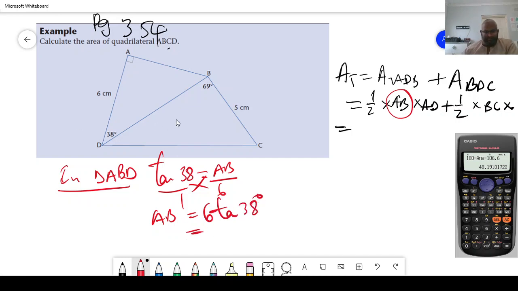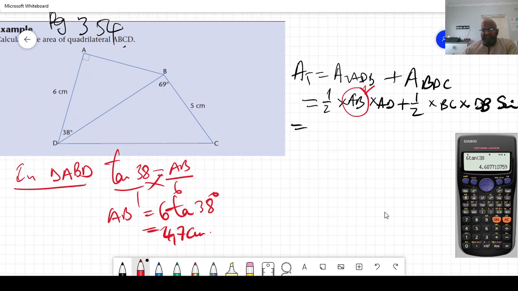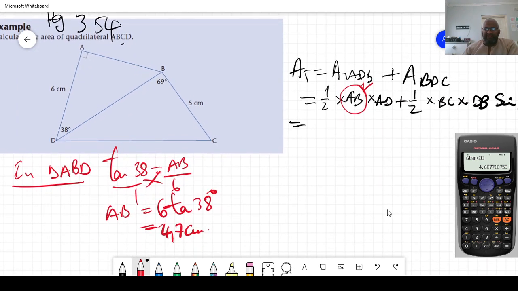So we go 6 tan 38. That gives you 4,7 centimeters. Okay, so now I have that as well. Let's see what else I need to calculate. So I need to calculate BD.